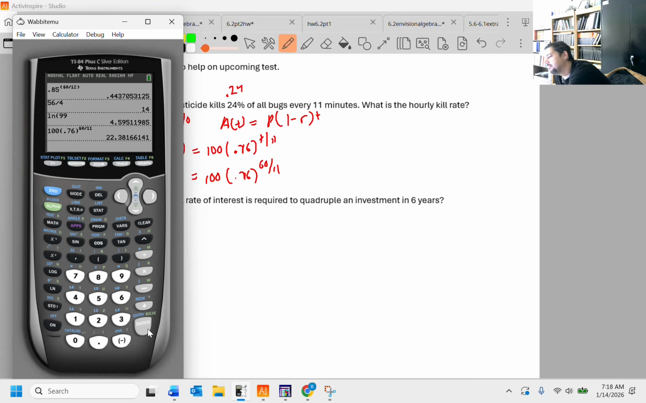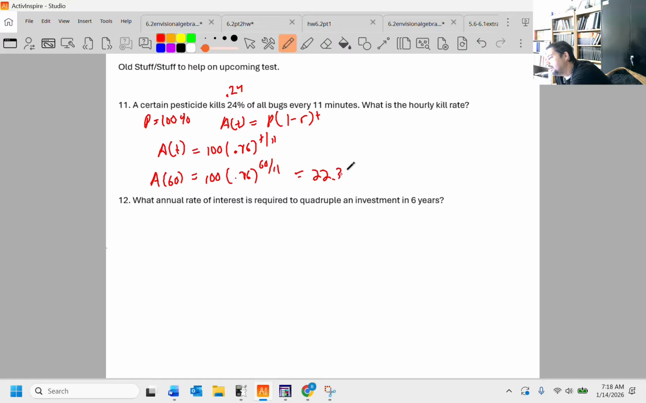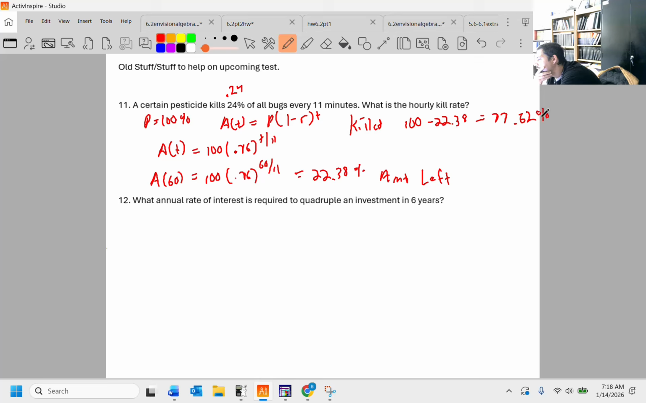It's about 22.3817. Now, actually, this is already a percentage. 22.38%, because this was 100%. Now, this is the amount remaining. That's what that is, the amount left, okay? Which means that we killed 100 minus 22.38, which is 77.62. And that is the amount killed in 1 hour, by the way.